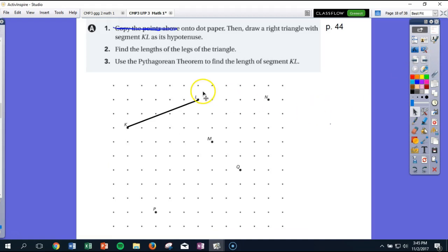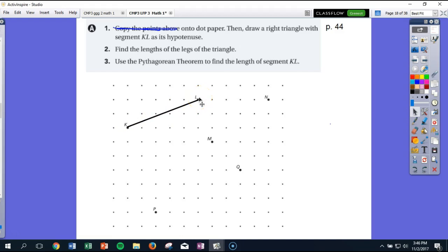and they may help you with coming up with some of our answers here. So part A, it says, copy the points above onto dot paper again. Use graph paper. We don't have to use dot paper. And we're going to draw a right triangle with the segment KL as its hypotenuse. So here's K. Here's L. This is the line I've drawn from K to L.